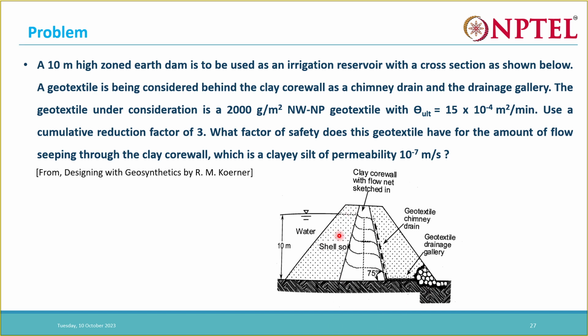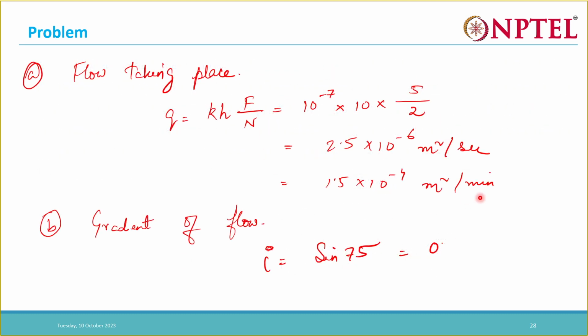Okay, so we need to find out the factor of safety for the flow. So how to find the flow? To determine the flow, again we need to draw the flow lines and the equipotential lines. So here you can see the flow lines and the equipotential lines. So 1, 2, 3, 4, 5 flow channels, and how many drops? 1, 2, 2 equipotential drops. So from that you can determine the flow. So you see we have determined the flow here.